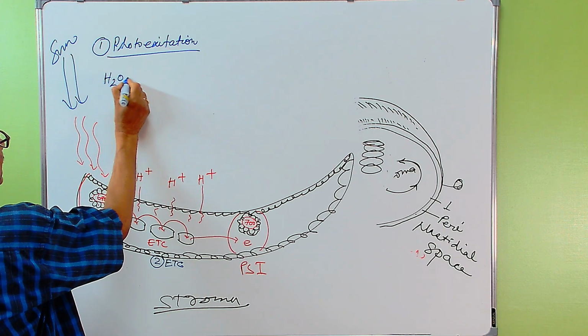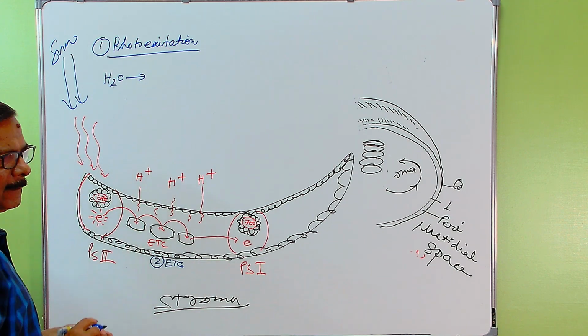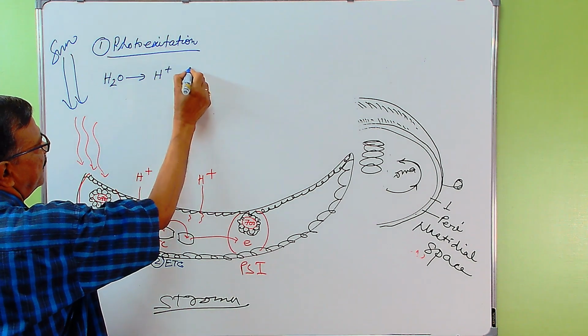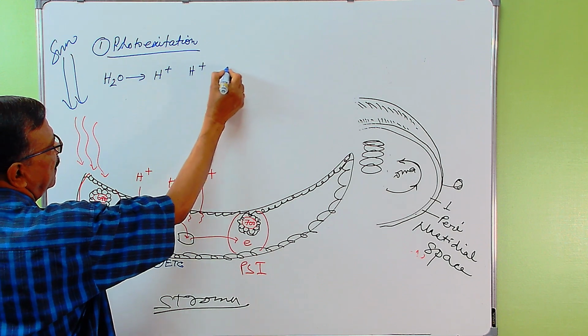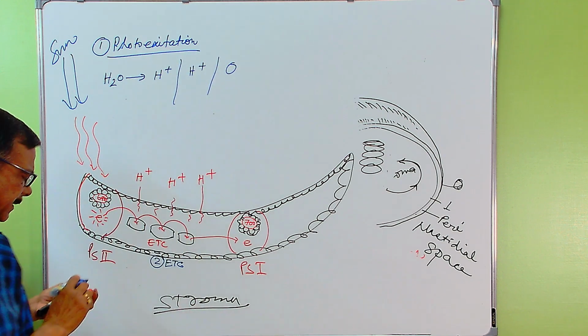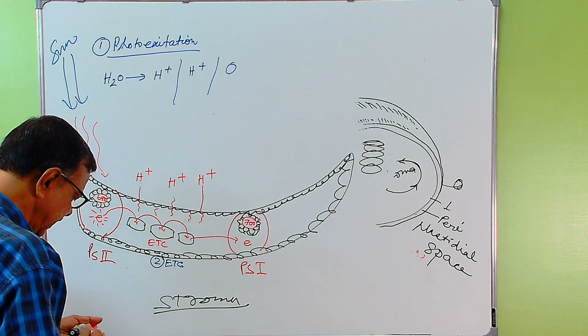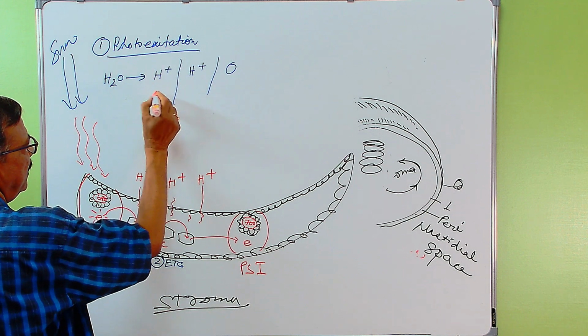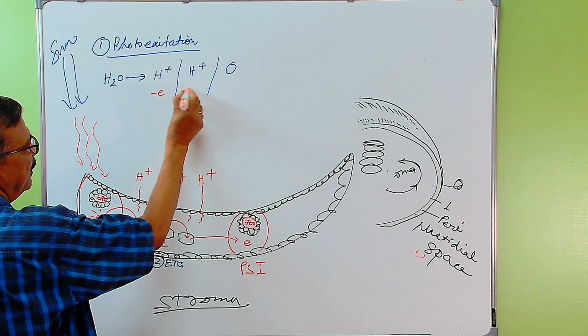H2O is split. H2O is split into 2H plus O. In these three components, it is splitting. Whenever H plus is splitting, it contains one electron also. This is the proton, and outside is one electron also.